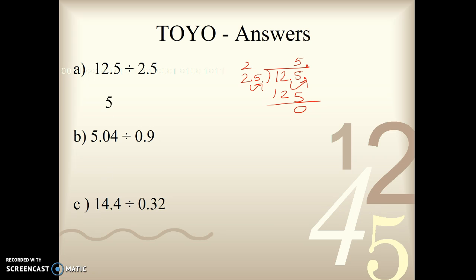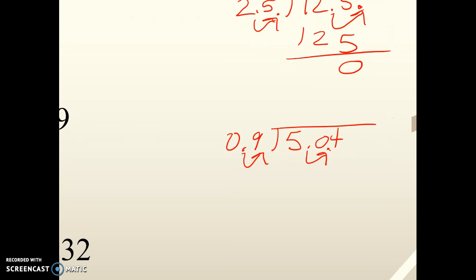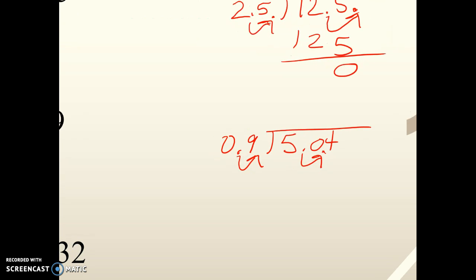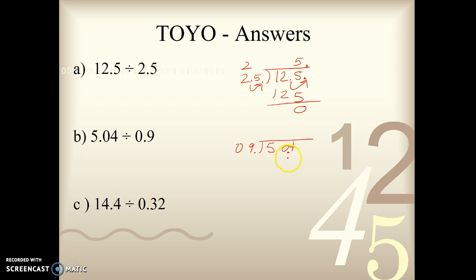All right, let's do this next one. We have 5.4 divided by 0.9. So step number 1, move that decimal place over until the divisor is a whole number, and then we do the same thing in the dividend. Okay, so now we have 54 divided by 9.